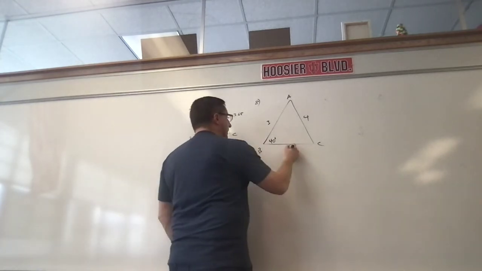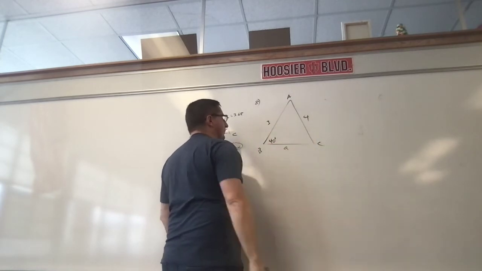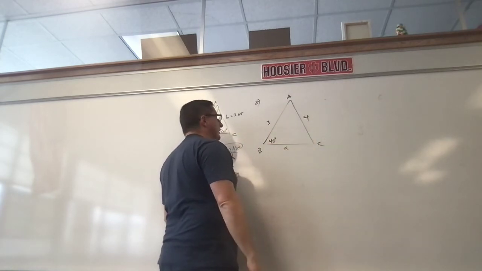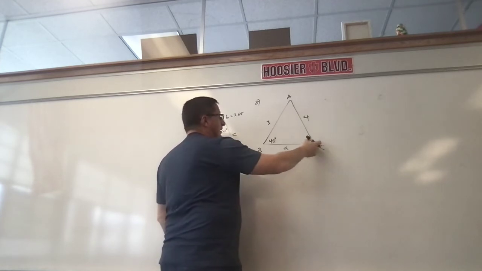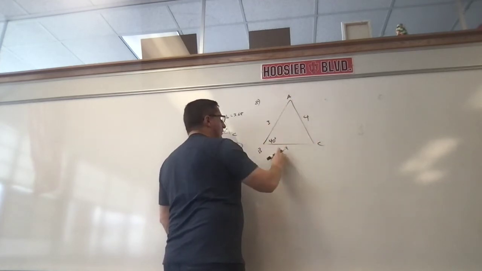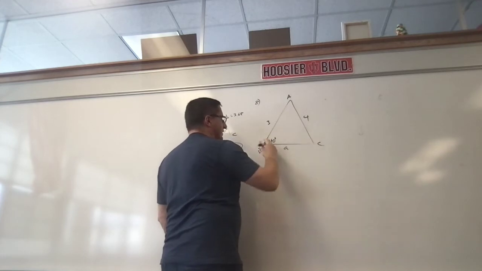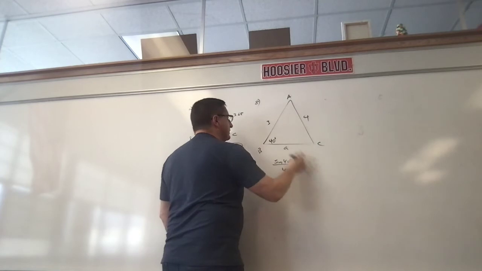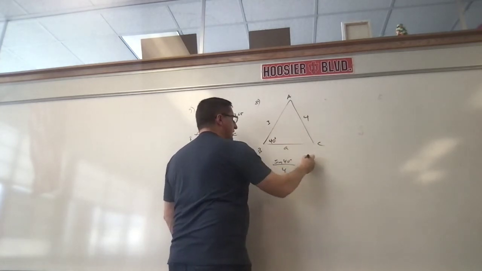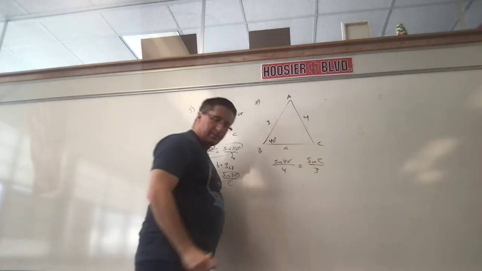So we've got to find little a, big A, and big C. Okay? So let's do this. We'll have to find big C first. We can't find A because we don't know either one of them. So let's find big C first. So the sine of 40 degrees over 4 equals the sine of C over 3.